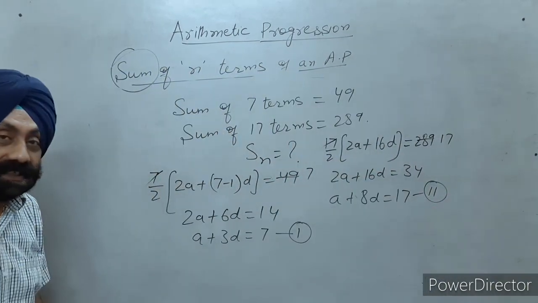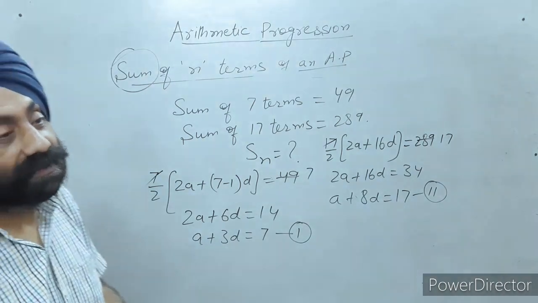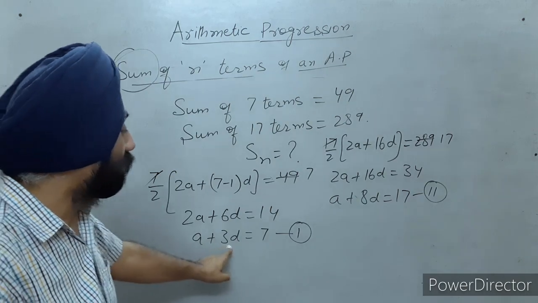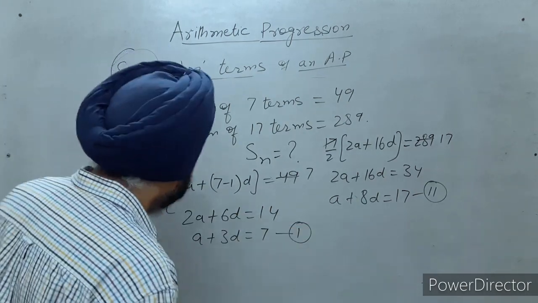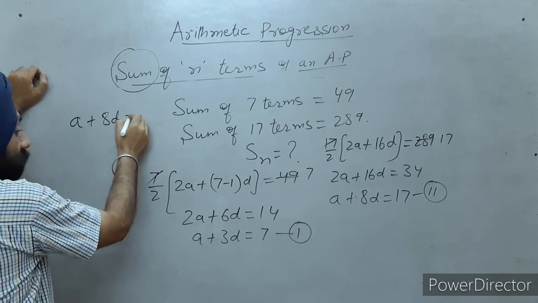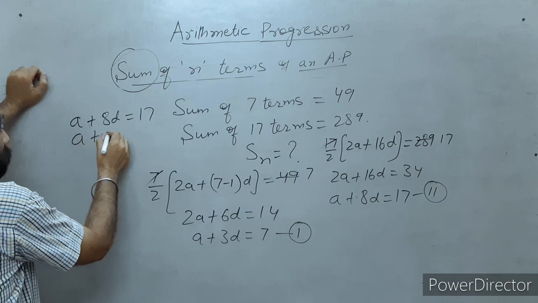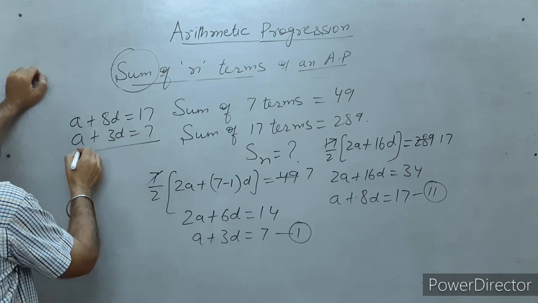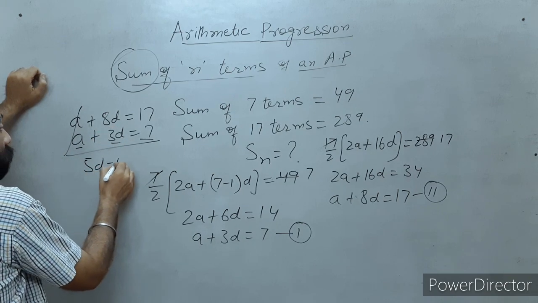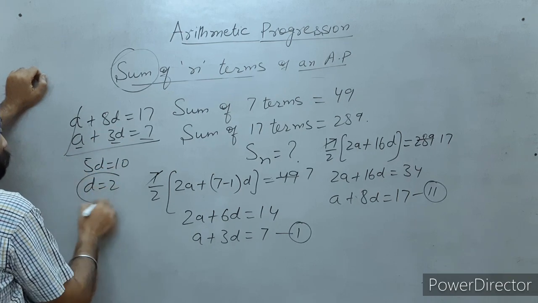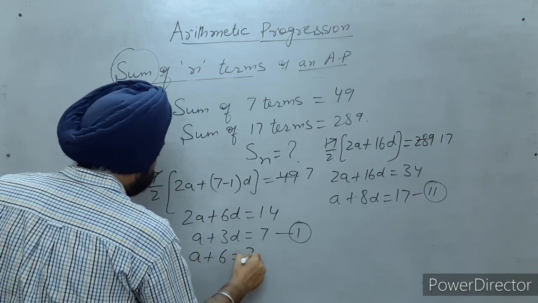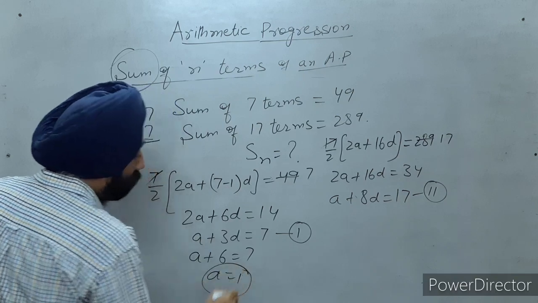Now it is very easy, as we did in pair of linear equations, how to solve two linear equations in two variables. We can use the elimination method. We can write the second equation first, a plus 8d equals 17, and the first equation was a plus 3d equals 7. Subtract: a cancels, 5d is equal to 10, so d is equal to 2. Substitute over here: a plus 6 is 7, so the value of a is 1.